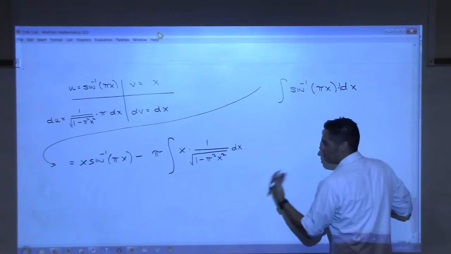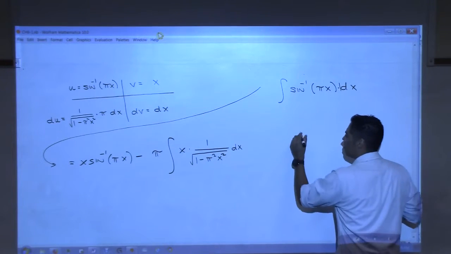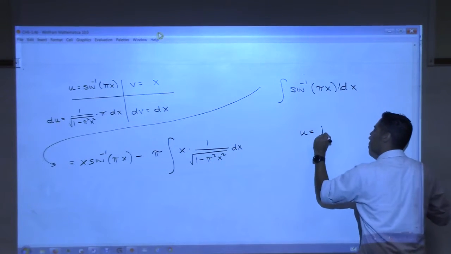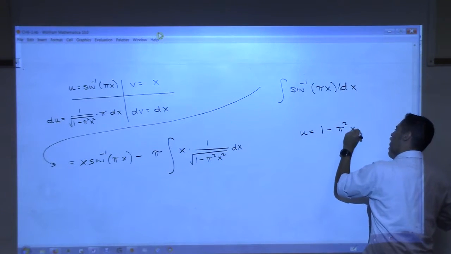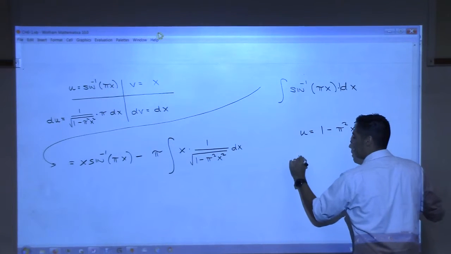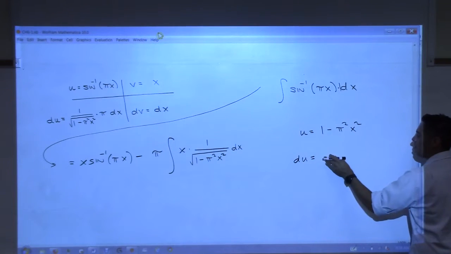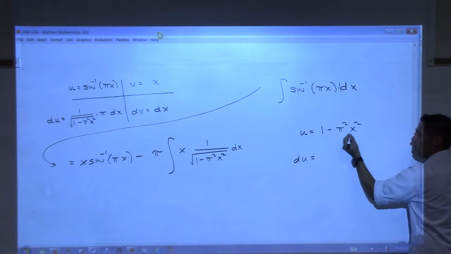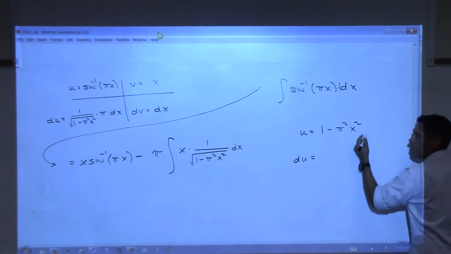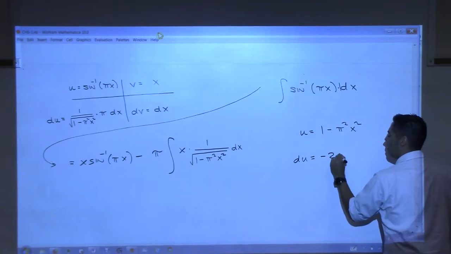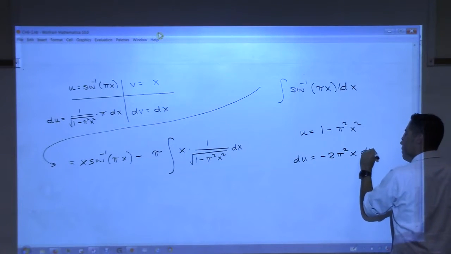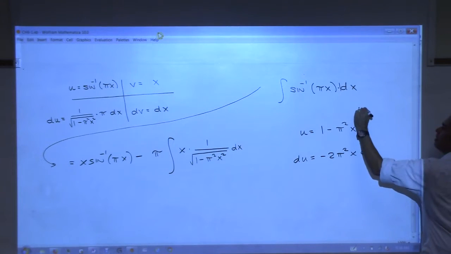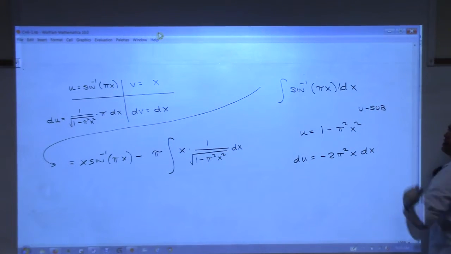So do we see something in its derivative? Yeah. So you said let u be equal to what's under the root: 1 minus pi squared x squared. The derivative of this is, well, derivative of 1 is 0. Negative pi squared is a constant, so derivative of x squared is 2x. So this is going to become negative 2 pi squared x dx. So I'm using u sub here. I'm not using integration by parts.